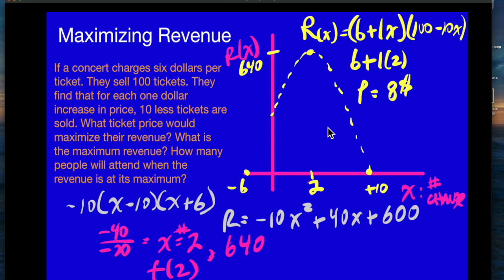What is that maximum revenue? We already have that. That's $640. And in terms of answering this question, how many people will attend? Well, we're going to set x equal to 2 here, meaning there's going to be 2 changes. So you're going to have 100 minus 20, or 80 people will attend.